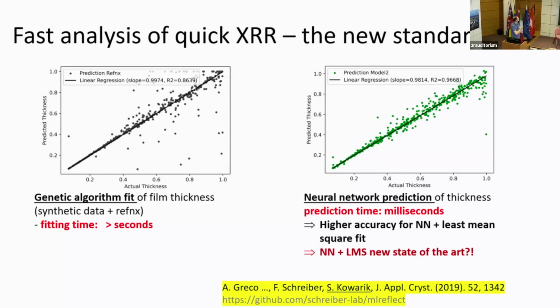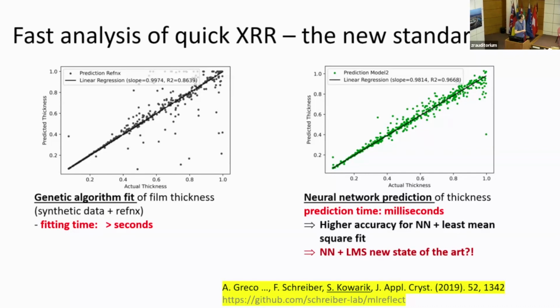So what's plotted here is a genetic algorithm fit with RefNX, but it doesn't matter which package you use. And that's the true thickness. These were simulated curves. And that's the predicted thickness. And most of the time it works beautifully, but every now and then you have some outliers. It's just not converging properly, or it's ambiguous and it's not converging precisely. And that's what our neural network spits out. And you see there are a lot fewer outliers because the neural network has seen the whole parameter space during training and is less likely to get lost in some side minimum.